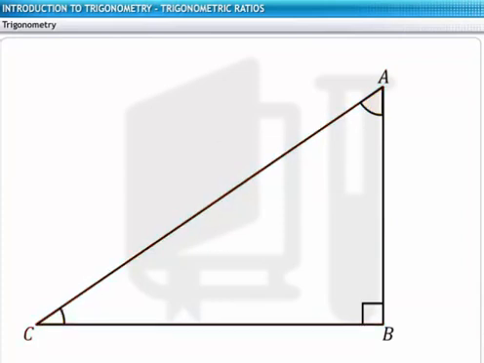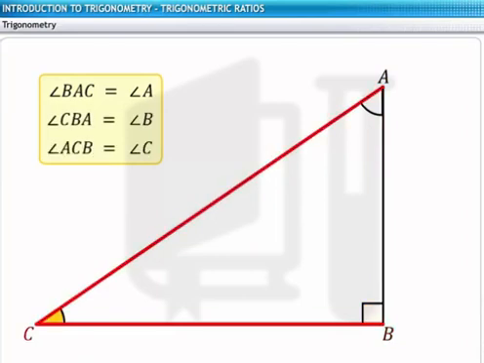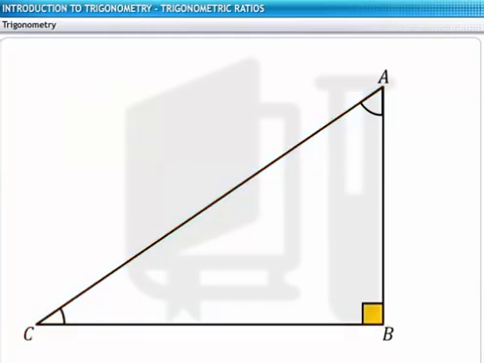Please note that angles can also be named by the vertex when they are formed. For example, angle BAC can be referred to as angle A, angle CBA as angle B, and angle ACB as angle C. The longest side of the triangle is side AC, which is opposite to the right angle. This side is called the hypotenuse.